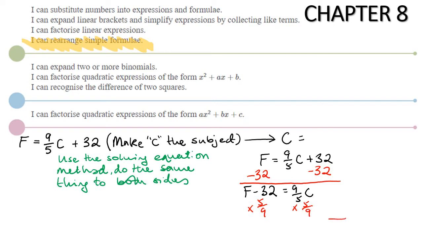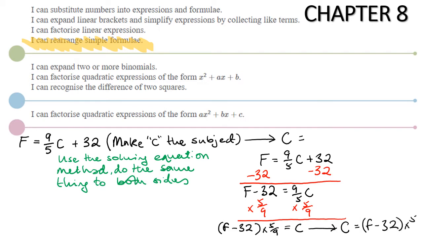Yeah, because then that 9/5 times 5/9 will just leave you with C. Now hopefully you remember that thing is called the reciprocal. So I'll get C. If I times both sides by 5/9, I'll have F minus 32, which is going to get timesed by 5/9. So just flipping it around, C equals F minus 32 times by 5/9. Now there are other ways of writing it.